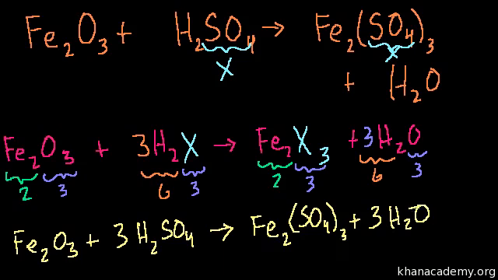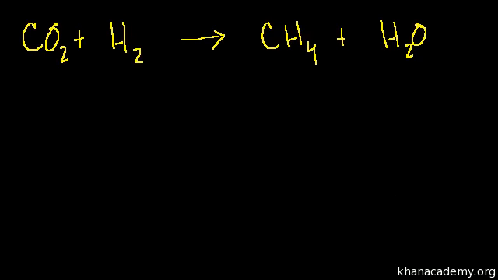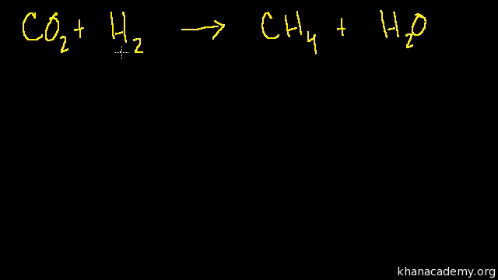Let's do one more, and then I think we'll be all balanced out. Carbon dioxide plus hydrogen gas yields methane plus water. Let's deal with the carbons first. I have 1 carbon here, 1 carbon there, so the carbons look happy. Let's look at the oxygen. I have 2 oxygens here and 1 oxygen there. So I want 2 oxygens there, so let me stick a 2 there. And then let's deal with the hydrogens last, because this is the easiest one to play with, because it doesn't affect any of the other atoms.